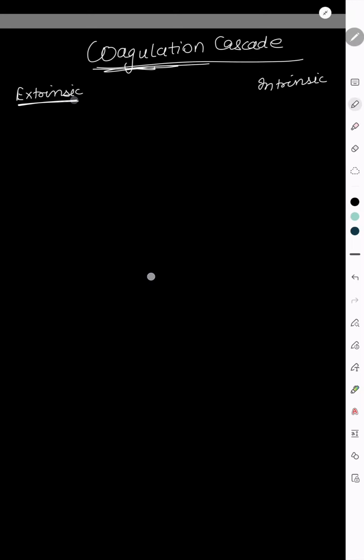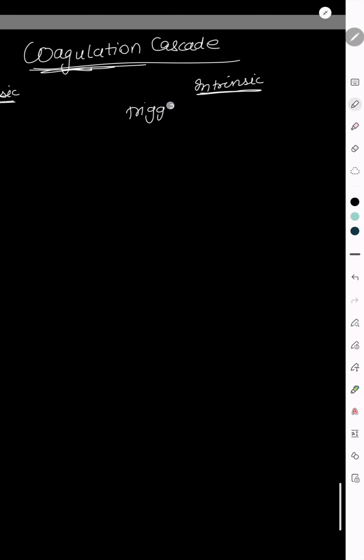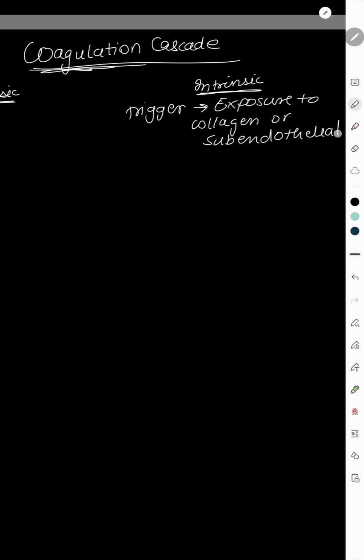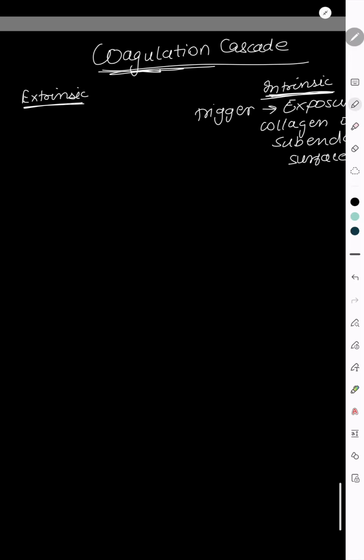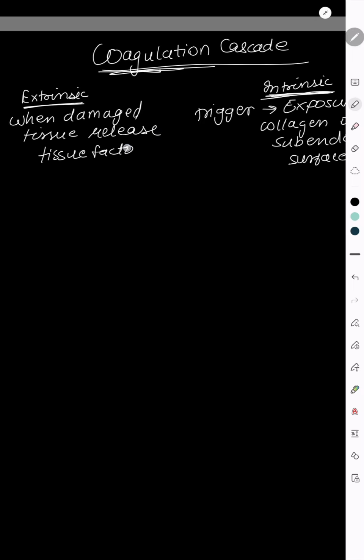So in the coagulation cascade, we have the extrinsic pathway and the intrinsic pathway. In the intrinsic pathway, you have to keep in mind the trigger. The trigger is always going to be the exposure to collagen or subendothelial surface due to any injury in the endothelium. Okay, subendothelial surface. Because of this, the intrinsic pathway will activate, and the extrinsic pathway will activate when the damaged tissue releases tissue factor, and the tissue factor is going to be factor 3.